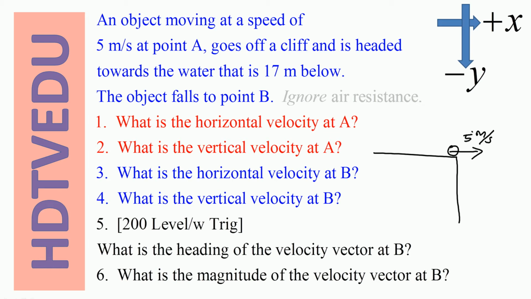An object moving at a speed of 5 meters per second at point A goes off a cliff and is headed towards the water that is 17 meters below. The object falls to point B.